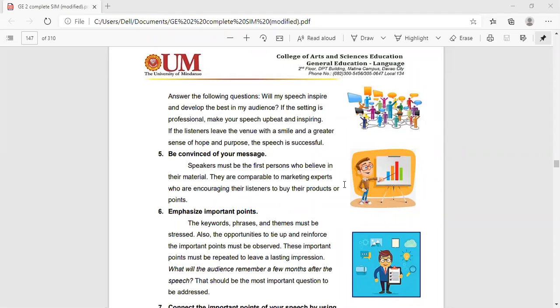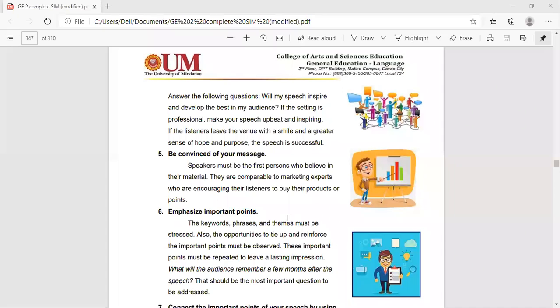For example, you're selling Toyota cars and you're using a Honda. It would be funny. No? You are selling Nike shoes and you're wearing a different brand, no, Adidas. So it's different. It's difficult.